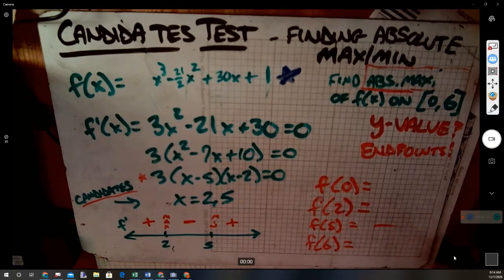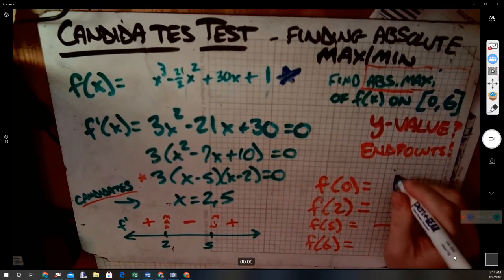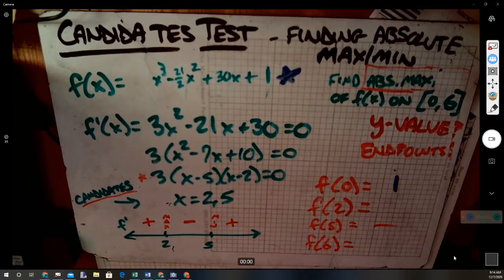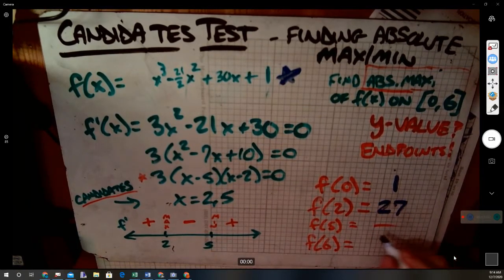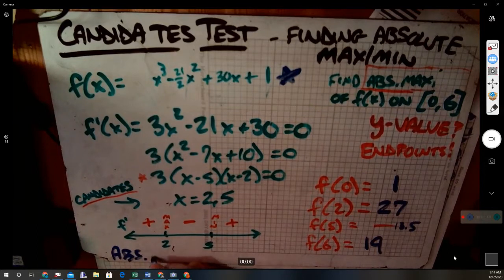So when you plug in 0, that one's pretty easy, and they're pretty good at giving you some easy ones. That becomes 1. When you plug in 2, you should find 27. Plugging in 5, we said it really didn't matter, but just in case, 13.5 is what happens there, and f of 6 as our other endpoint becomes 19. So this should be really easy now to see what our absolute min and absolute max are. They wanted the absolute maximum. The absolute maximum is 27. That's the biggest of these y values.